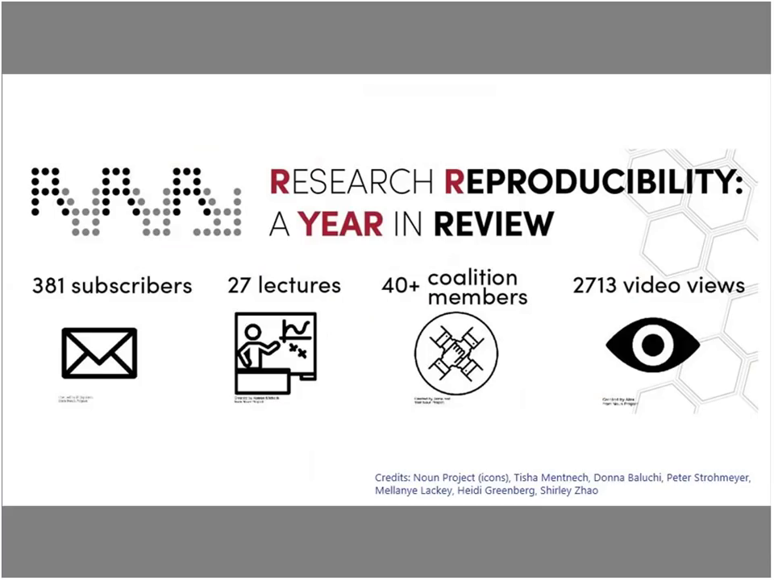So this slide just reviews what our academic year effort was in this area from August of 2017 to June 15th of this year. We ended up having 381 subscribers on our mailing list that we used to send out information about reproducibility themed events. We had 27 lectures, not including the conference or the affiliated course, more than 40 coalition members, and nearly 3,000 video views just for our Grand Rounds Research Reproducibility lectures.